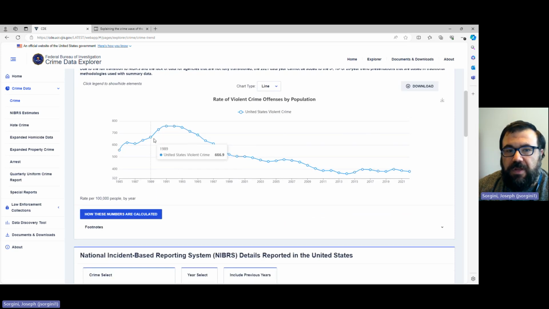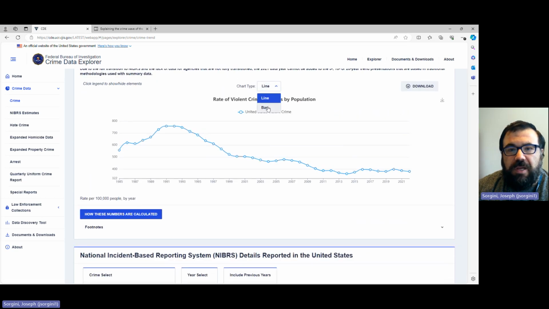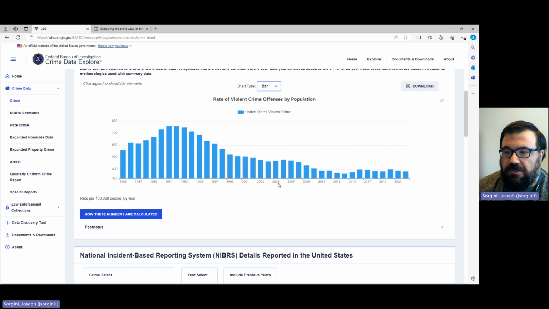You see here, our violent crime rate was dramatically high in the 80s and the 90s. We'll come back to this at some point in a future lecture because this is going to lead into a couple areas where theory was applied to different issues. And also, if you don't want to do lines, you can do it by bar. Nice, switching up the change. You can download this information.